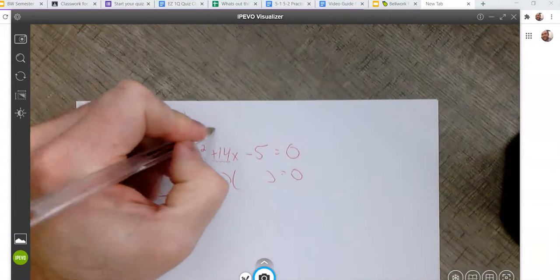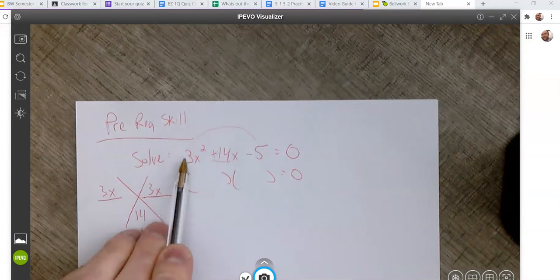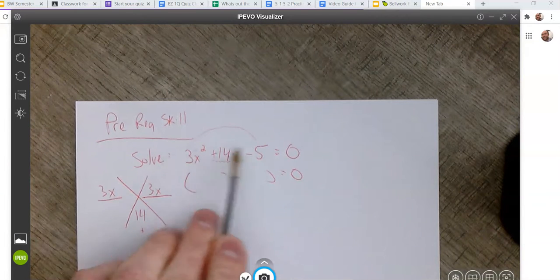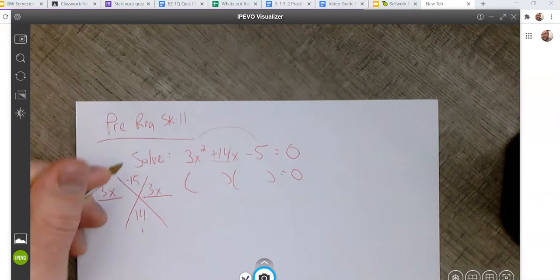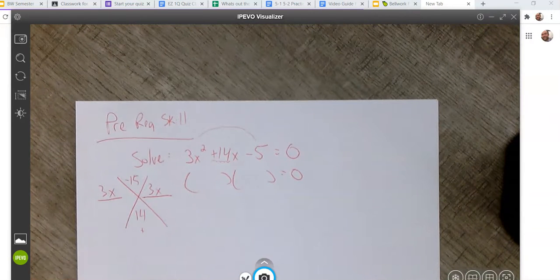And then we multiply the constant and the leading coefficient. So we're going to multiply the first and the last one. That goes on top. And the middle one goes on bottom. This is the setup for the x method. It's a lot of steps to set up, but it's neat and orderly, and I like it.